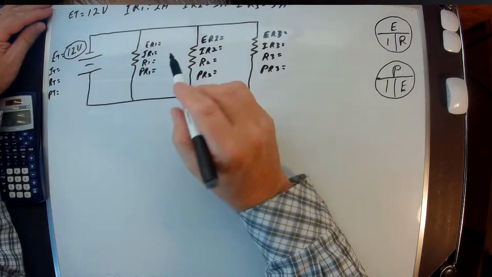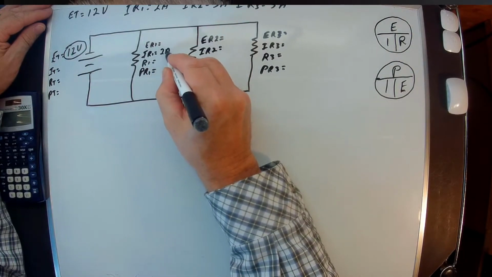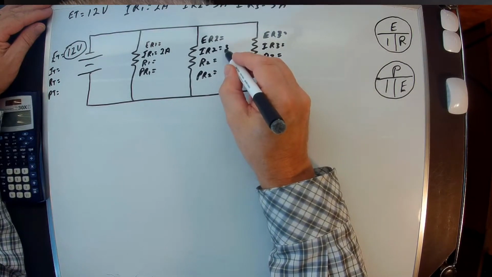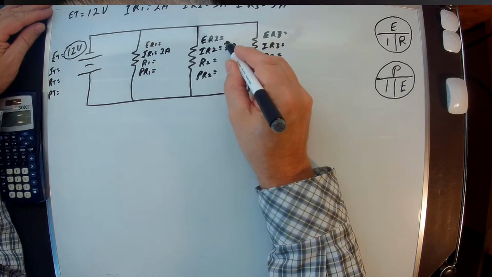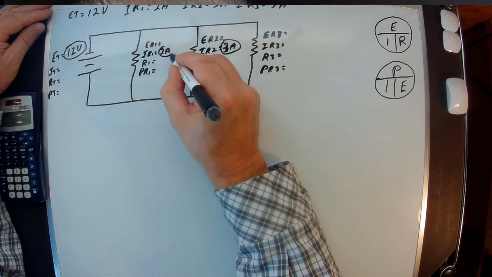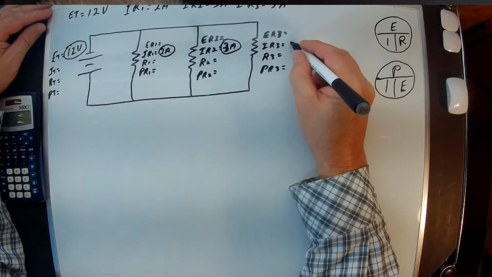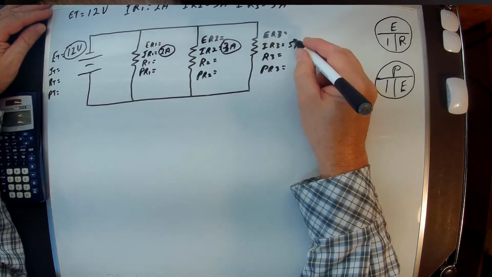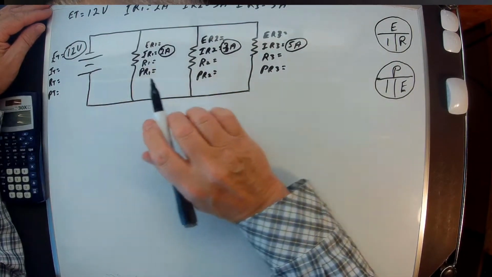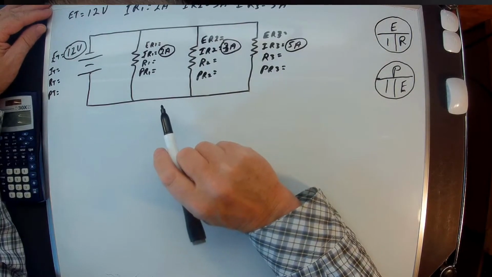Now we have 12 volts. I put that on there. IR1 has 2 amps. IR2 has 3 amps. And like I said, I generally circle these so I know. And on these little problems, it's not that big a deal. But as you get into bigger problems and more complex problems, it's pretty nice to be able to remember what you started with in case you have to back up and restart on something.